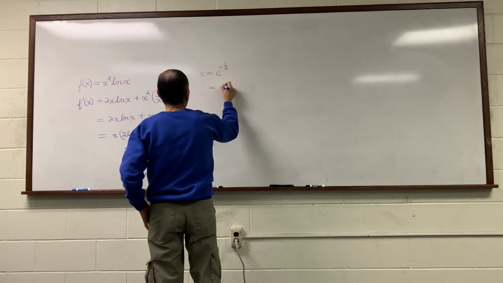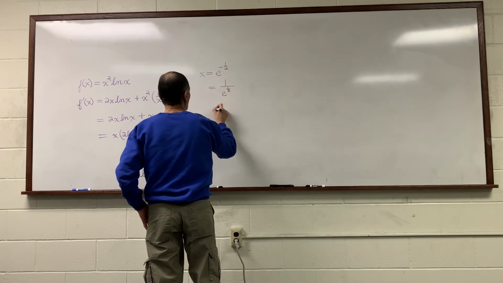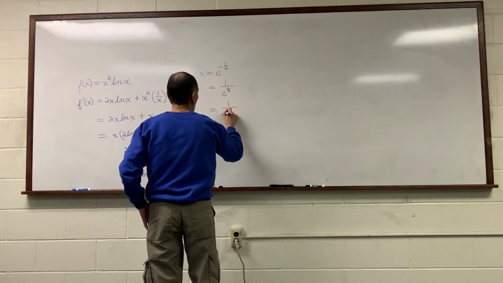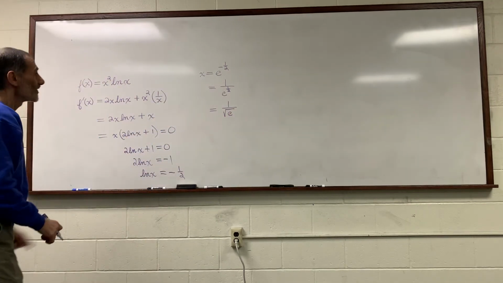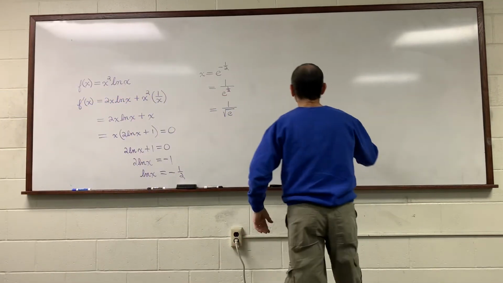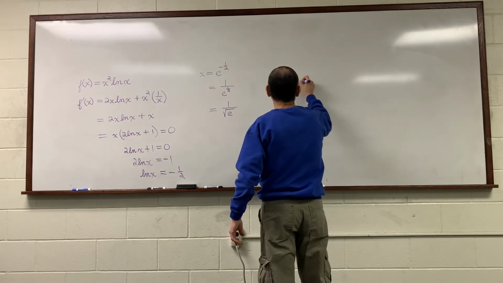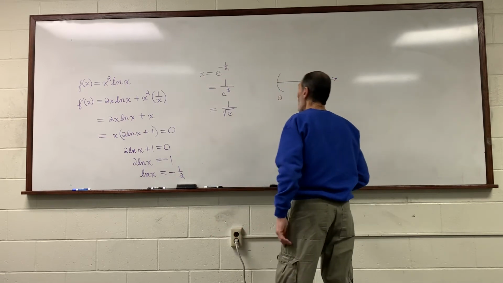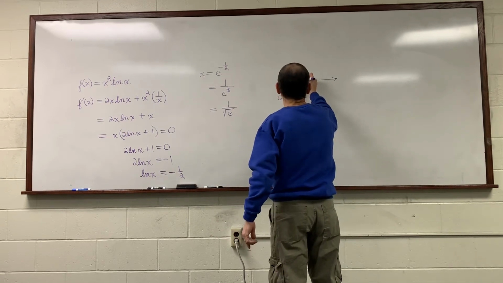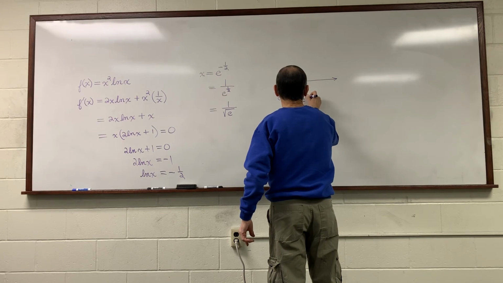Or if you prefer, 1 over e to the 1/2, or 1 over the square root of e. They are all equivalent. That is our only critical number. Now, dividing into intervals, again, the domain is only 0 to infinity, not including 0. Critical number, 1 over e to the 1/2.